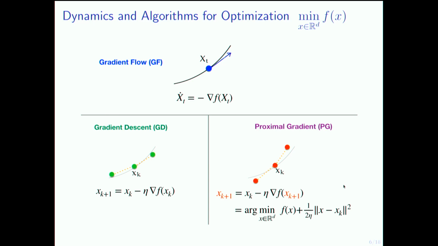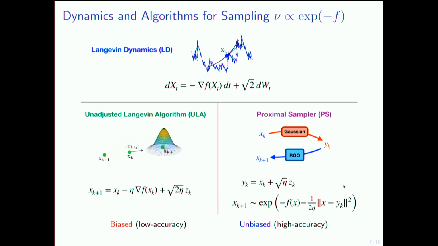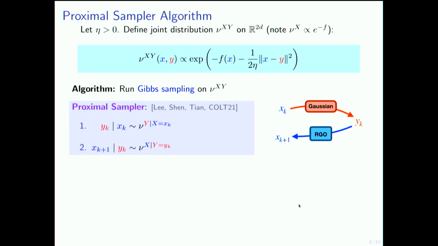For sampling, the analogous picture to this slide is the following. In continuous time, we have the Langevin dynamics, which is playing the role of gradient flow. A basic discretization that looks like gradient descent is called the unadjusted Langevin algorithm. This is simple, but turns out it is biased, so it does not converge to the correct distribution. So what we will study in this talk is this new algorithm called the proximal sampler, which I will describe more. And it looks like an approximate version of the proximal gradient method.